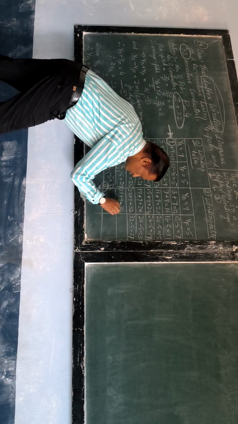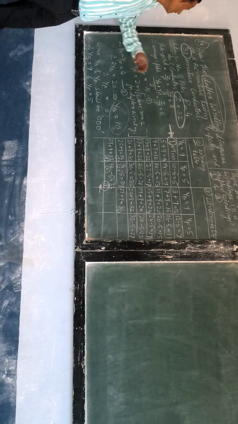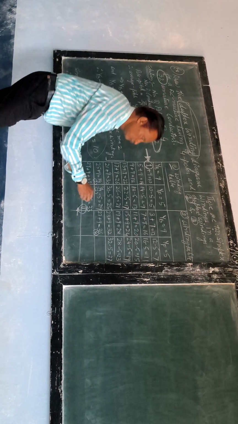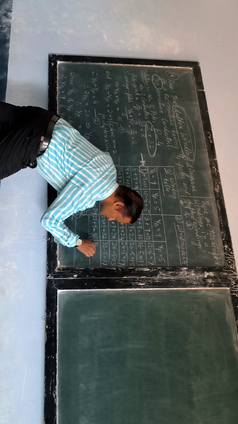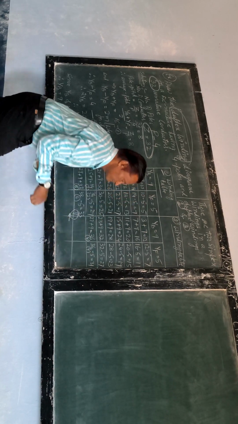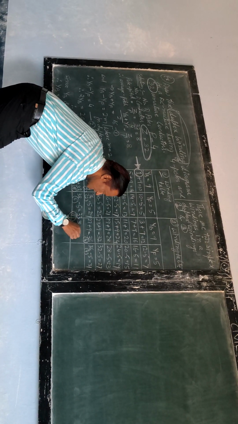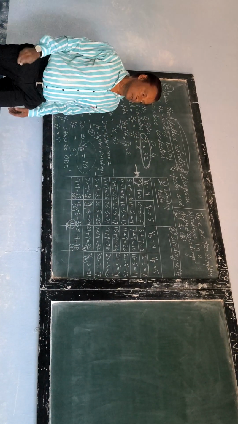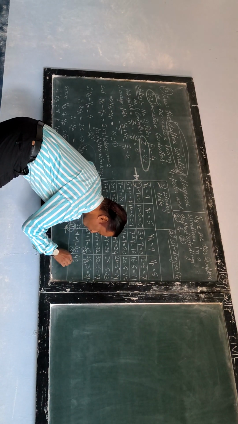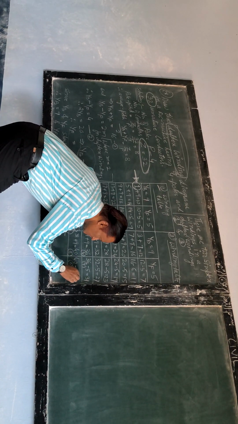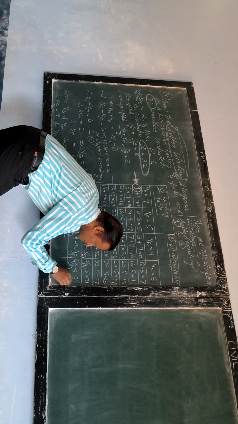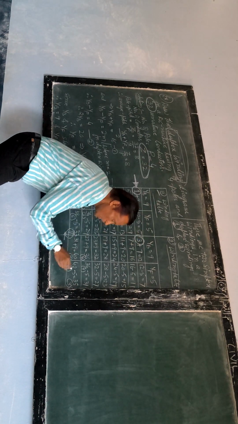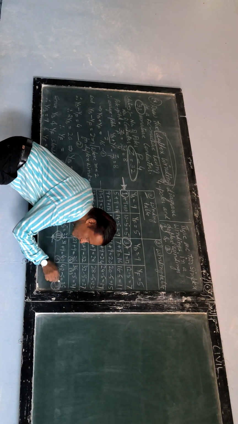So 36, we don't have 36 armature conductors. We have only 32 armature conductors. So it is excess by 4. This 36 minus 5 is 31. Good. 31 plus 9 is 40. So excess by 8. So this 40 minus 5 is 35, excess by 3. You have started from conductor 3 and you have reached conductor 3.